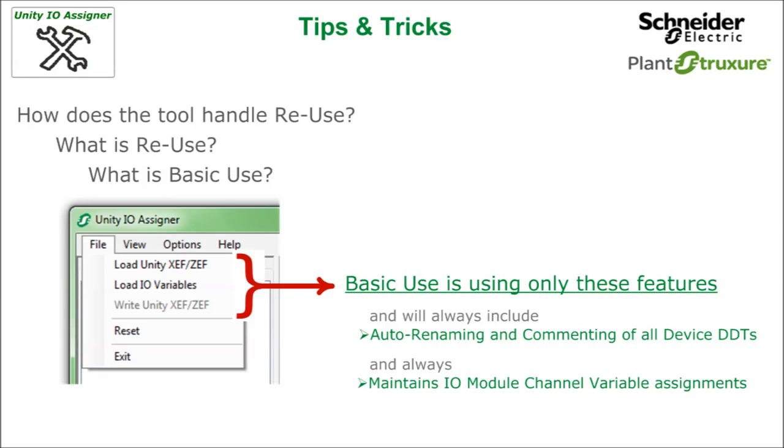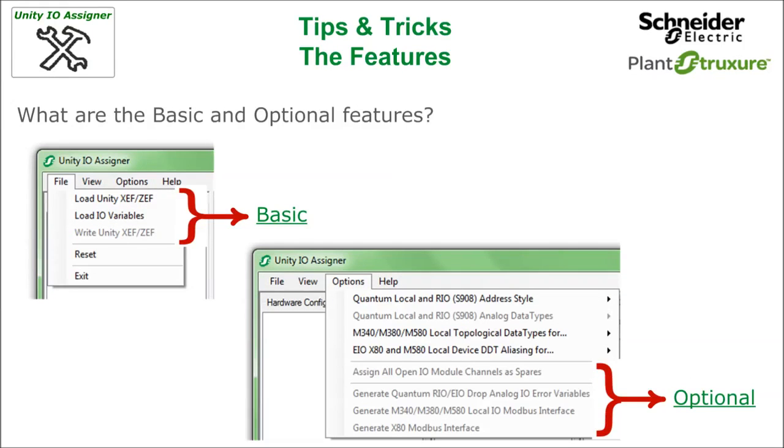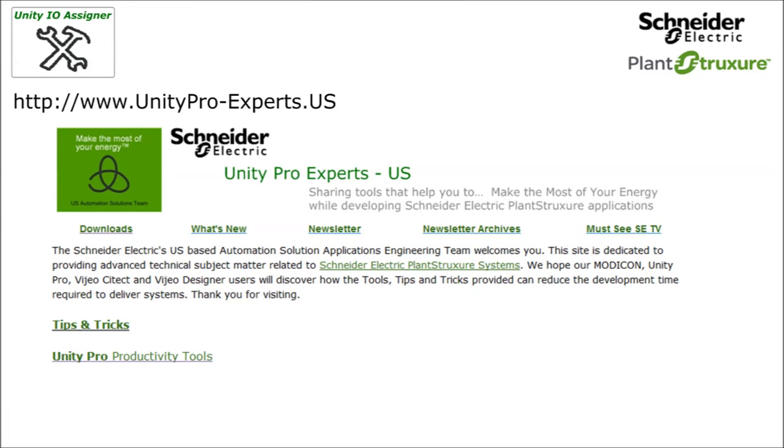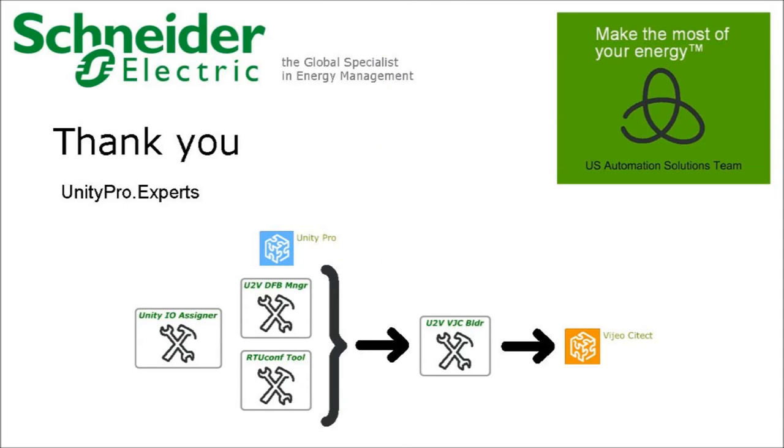If the use is basic plus options, then reuse can require additional user actions to have the output of the Unity I/O Assigner remain valid. There are traps and warnings in the Unity I/O Assigner to identify these conditions and alert the user. Examples of these use cases are available at the continuing source for Unity I/O Assigner tips and tricks. This source is the UnityProExperts.us website, and navigation to this content is under Unity Pro Productivity Tools and then Unity I/O Assigner.